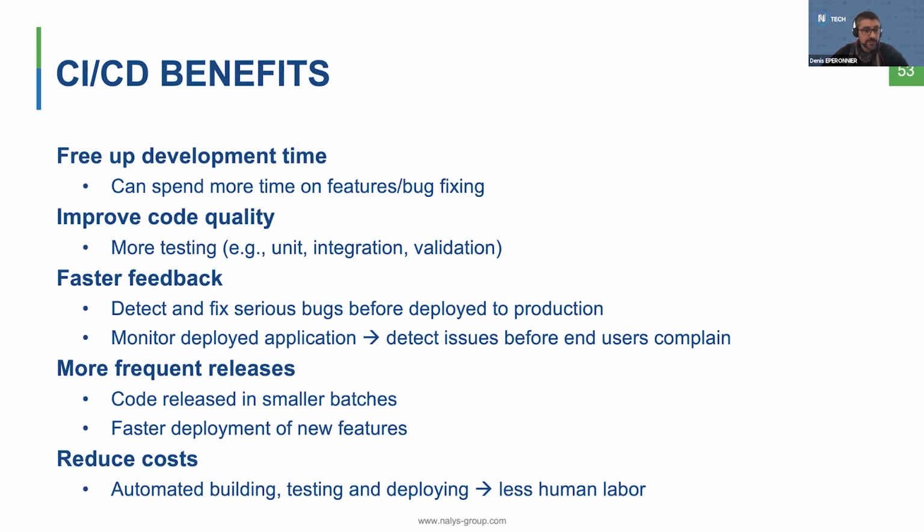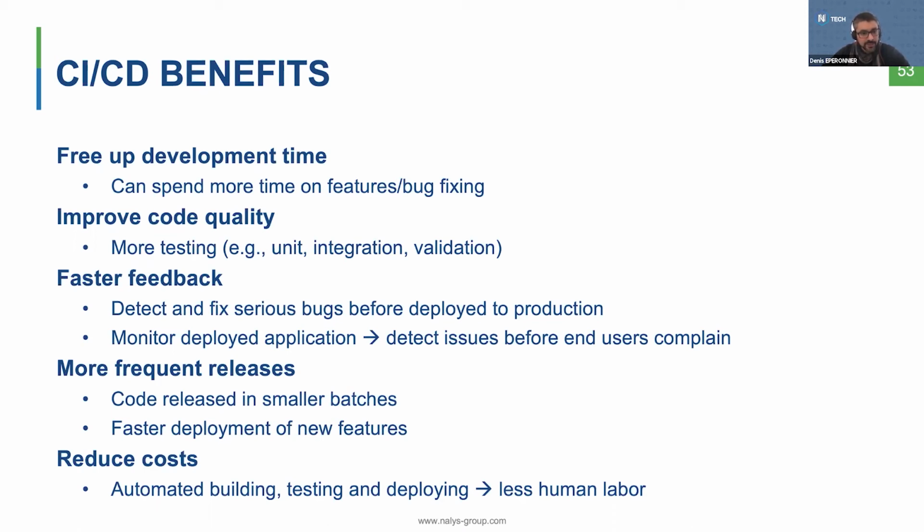Also with CI/CD, you have faster feedback, so you can see things before they even get to production. But let's say you get to production and you monitor and you still find something, you also have a way to detect issues before your end users complain. Another benefit is more frequent releases. You release in smaller batches, but faster, meaning you can deploy new features faster, and in doing so collect more feedback, improve quality, and so on.